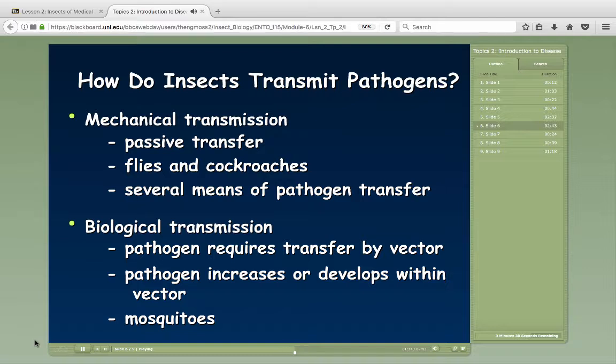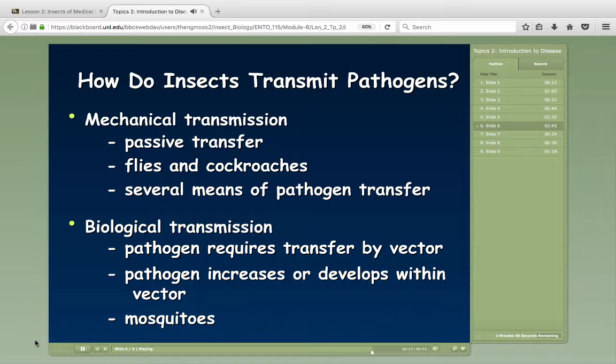Now, the other form of transmission is biological transmission. And this is the one that we referred to on the last slide, where you're going to have a blood-feeding organism, a blood-feeding vector, and the pathogen is going to need that vector in order to move from host to host. And in this case, the pathogen not only needs it to move from host to host, but it also needs it in order to complete some aspect of its development. And so the pathogen will either increase or develop within the vector. And so many times it needs it to complete part of its life cycle.